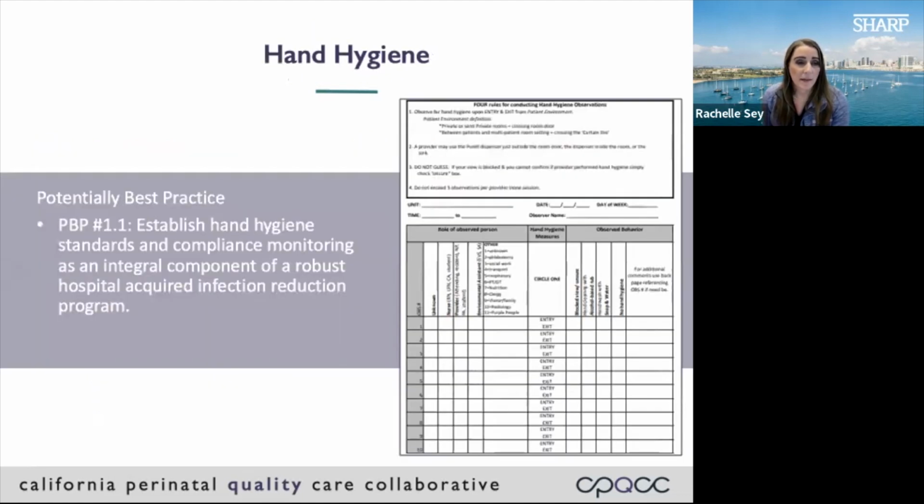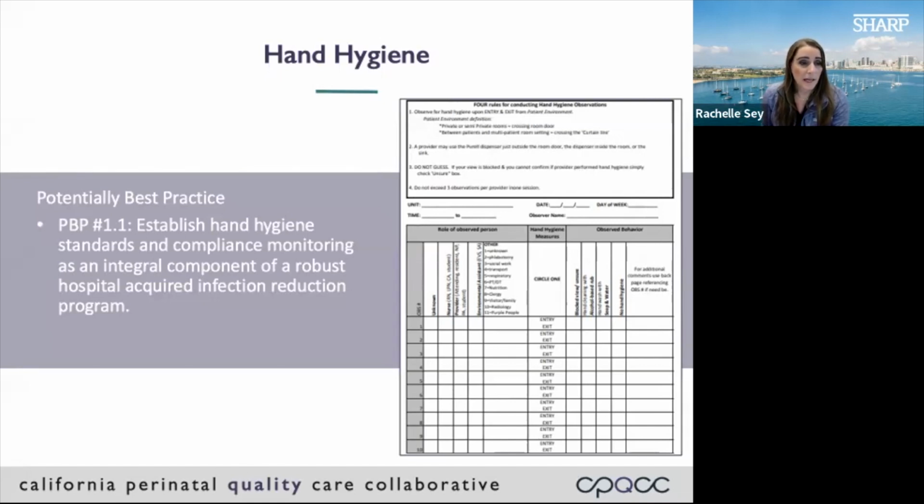So the potentially better practice that's outlined in this section of the toolkit is to establish hand hygiene standards and compliance monitoring as an integral component of a robust hospital-acquired infection reduction program. And as we've already mentioned, hand hygiene is the single most important factor in preventing the spread of pathogens and preventing antibiotic resistance within our settings. And so it really should start as the foundation in preventing and reducing infections.